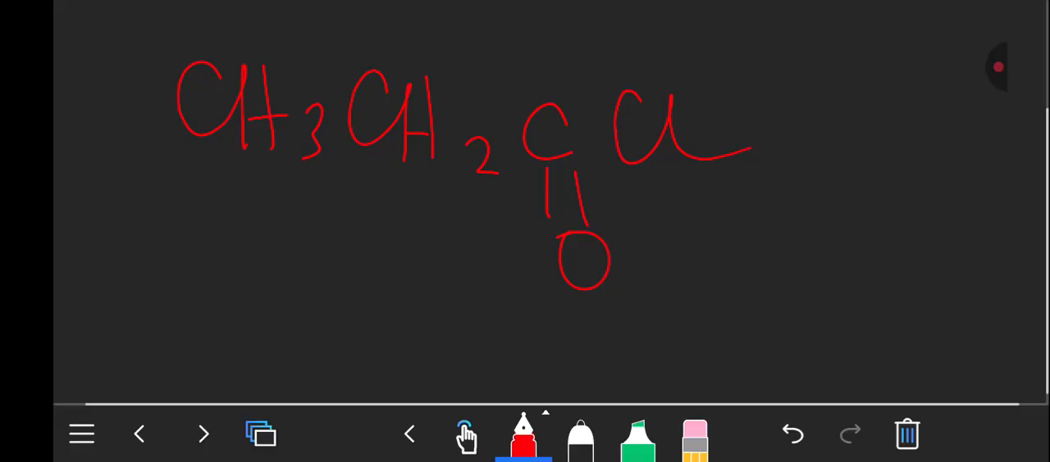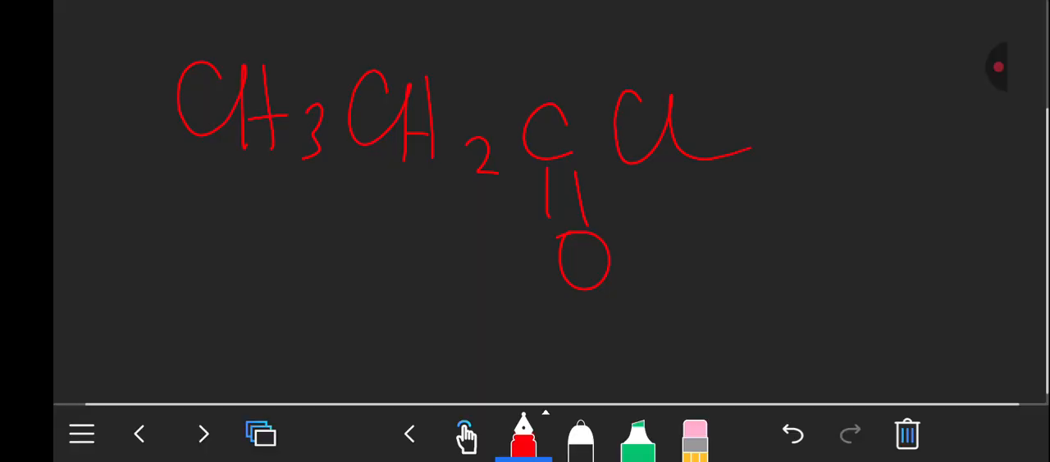Let's look at another compound. Let's say I have this particular compound. It is like this, CH3. Okay, let me first represent this compound in a condensed form. So it is CH3CH2. Then I have this carbon reacting with oxygen there and a chloride, like that.